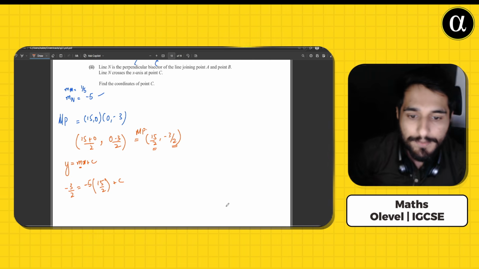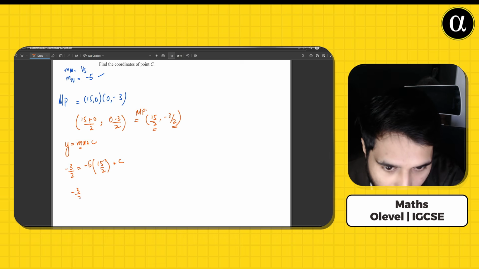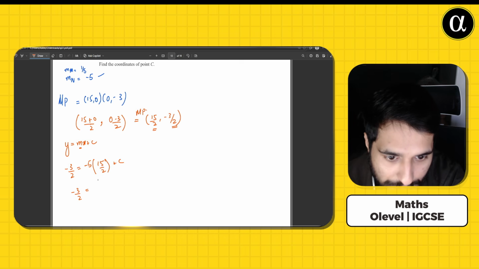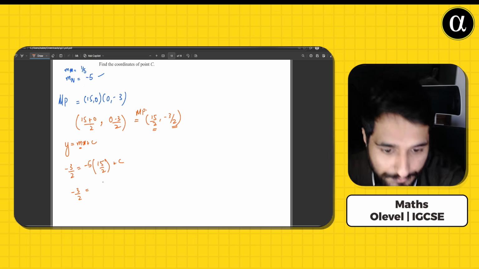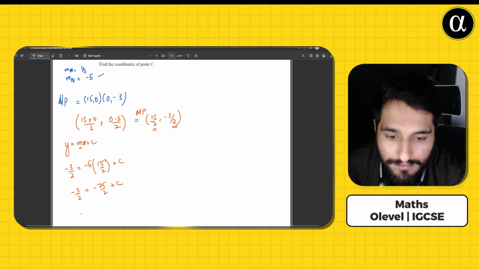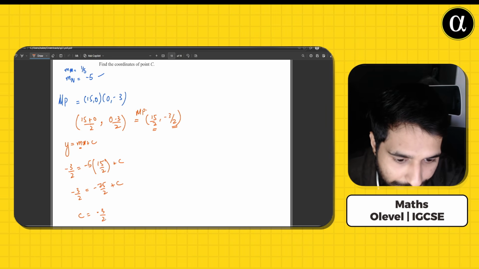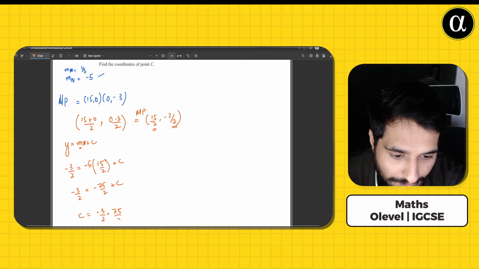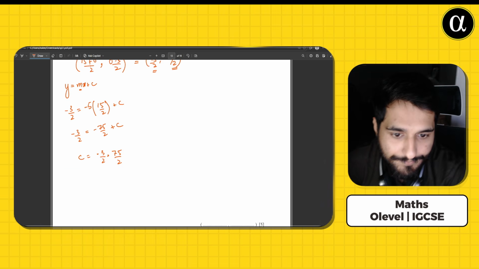So minus 3 over 2 equals minus, what will this give us? 5 times 15 divided by 2, minus 75 over 2, plus c. The value for c will basically be minus 3 over 2 plus 75 over 2, which is minus 3 plus 75 divided by 2. This is going to be 36.